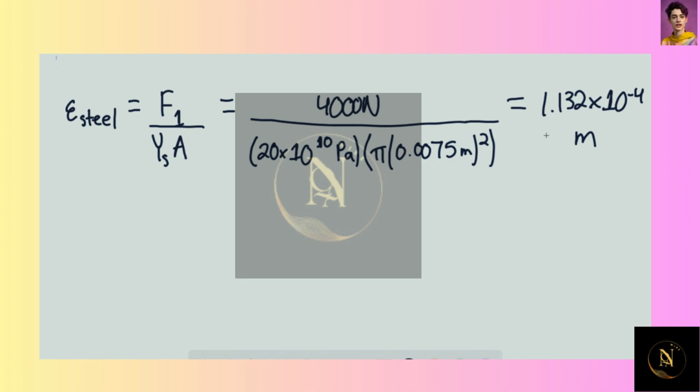So that would be the strain. Strain is unitless, so my apologies. This is actually just, it would simply be 1.132 times 10 to the negative fourth.